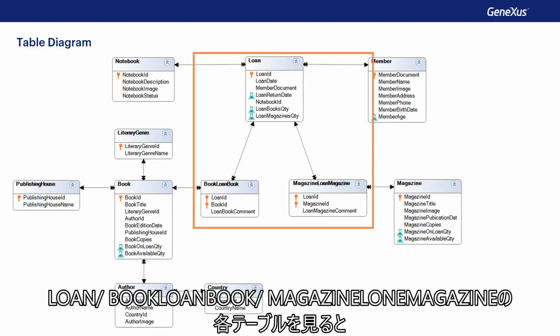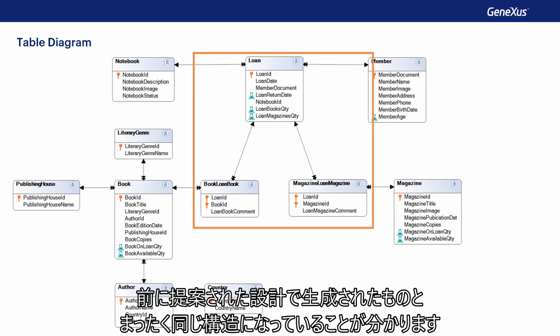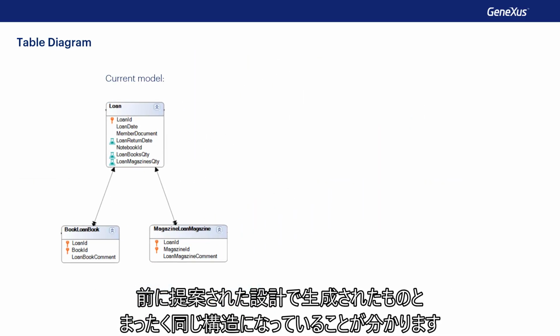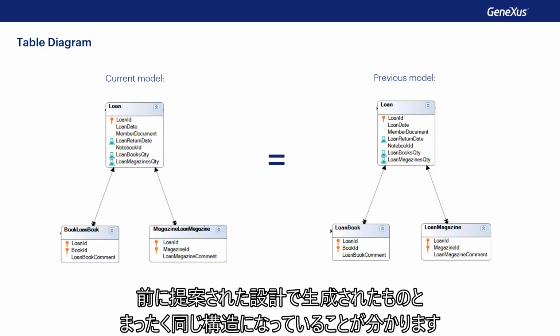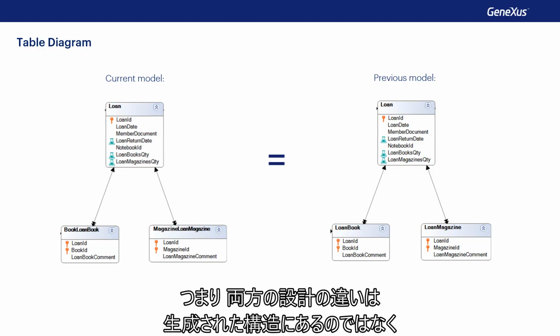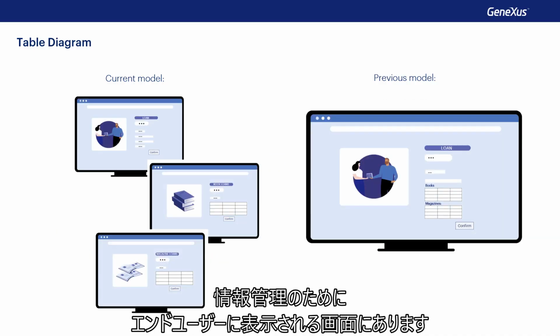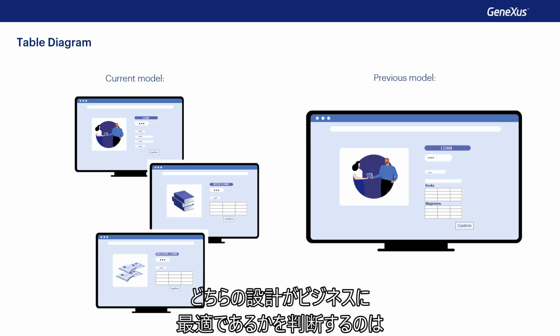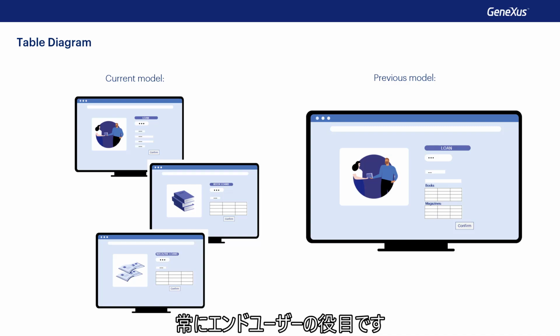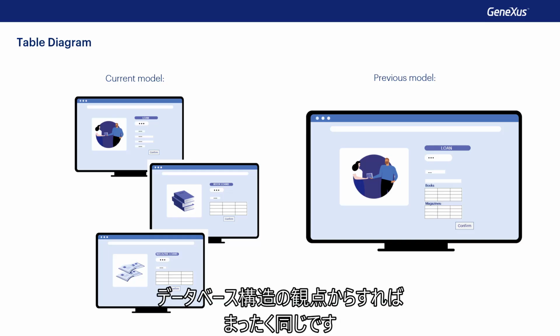If we look at the loan, book loan book, and magazine loan magazine tables, we can see that they have exactly the same structure as those generated in the previously proposed design. This means that the difference between both designs is not in the structures generated, but in the screens offered to the end user for managing the information. It will always be up to the end users to tell us which design is best suited to their business. From the database structure point of view, it's exactly the same.